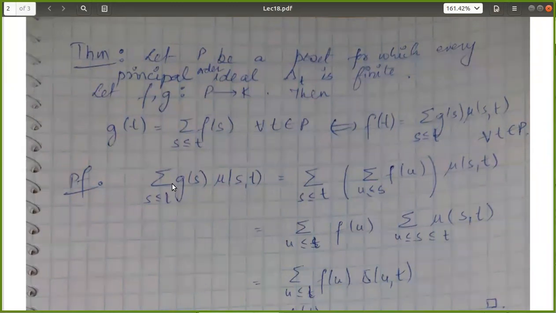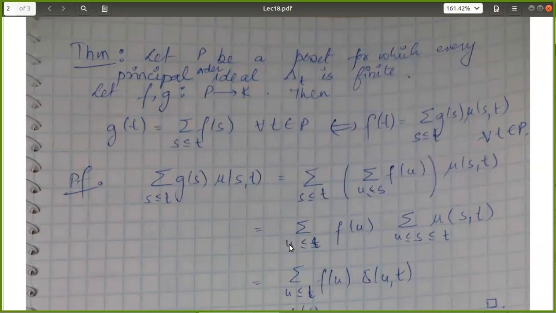So sigma, if I start with sigma of g(s) mu(s,t), s less than equal to t, and substitute the value of g(s), then assuming this is equal to the summation of f(u), u less than equal to s. That's what it is evaluated to, times mu of (s,t). But now this particular function and this are independent of u. So you take u out, and then you had the restriction of less than equal to s, which is then further restricted by s less than equal to t.